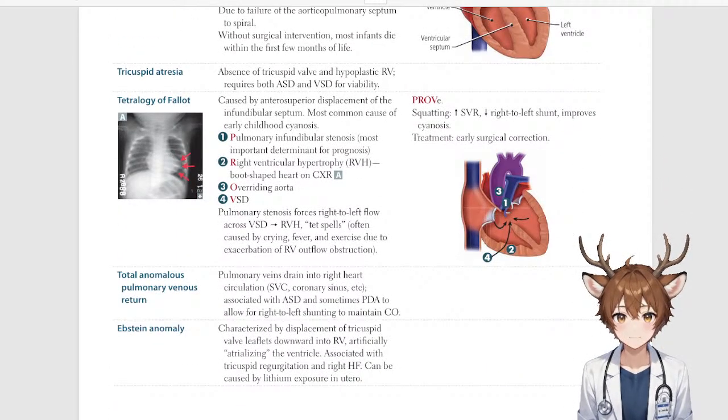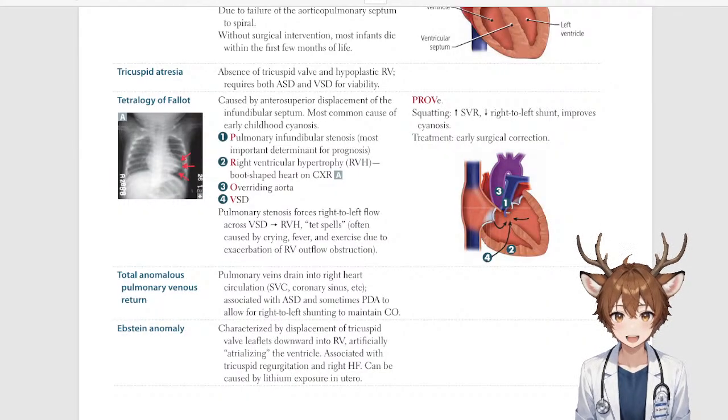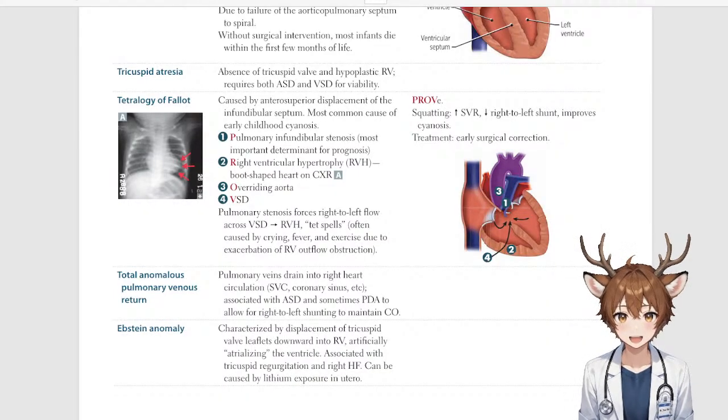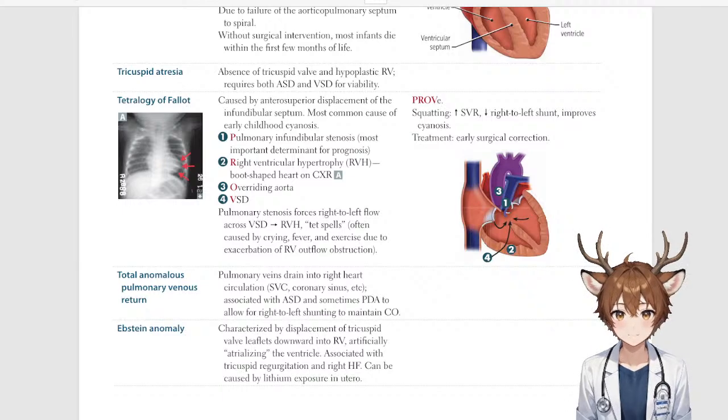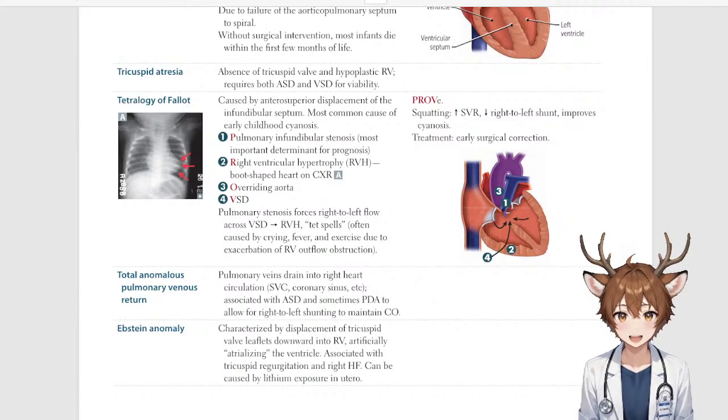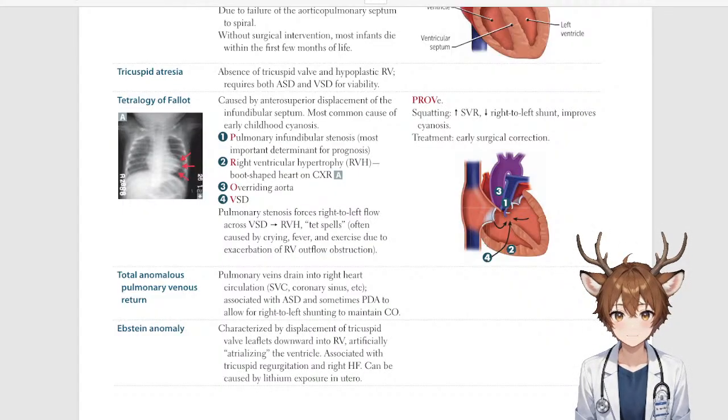Tricuspid atresia. Absence of tricuspid valve, hypoplastic right ventricle, requires both ASD and VSD/PDA for viability. EKG shows hypertrophy of right atria, tall P waves, and left ventricle with left axis deviation.